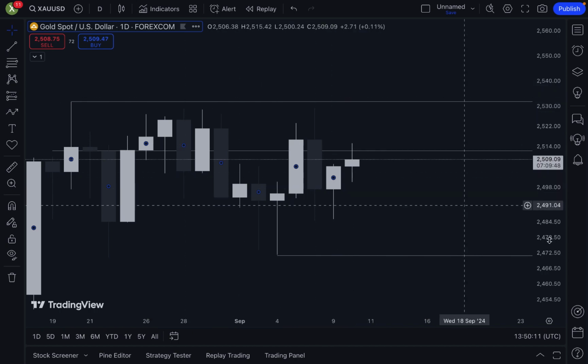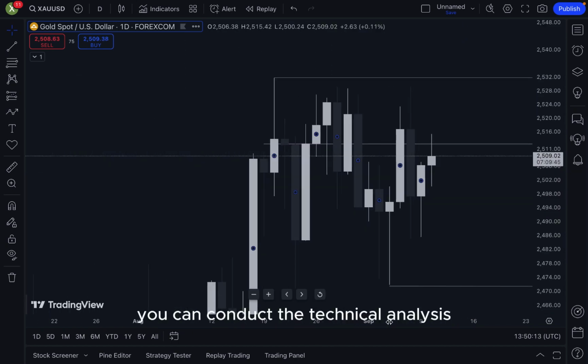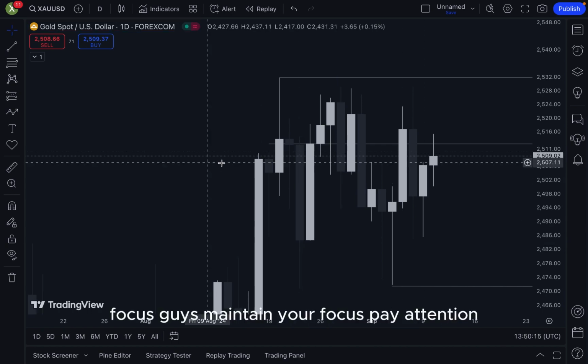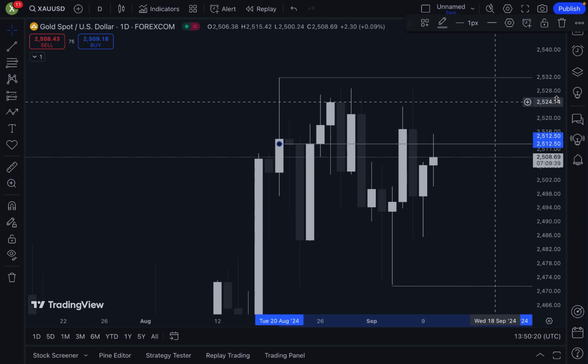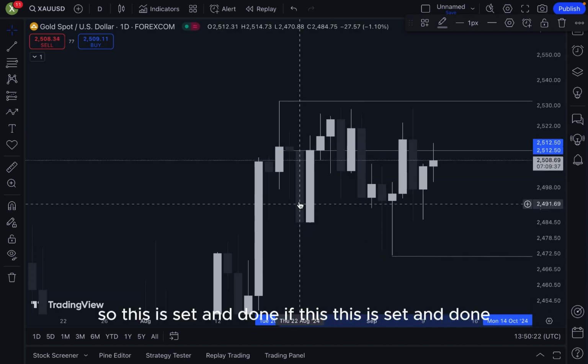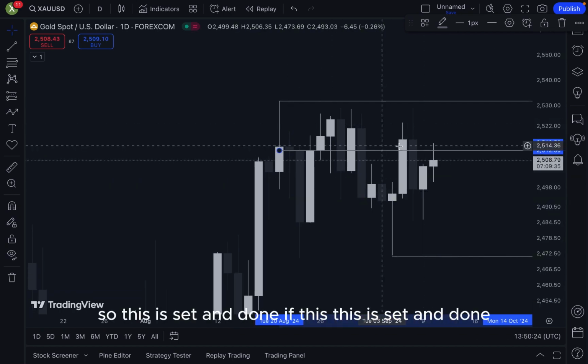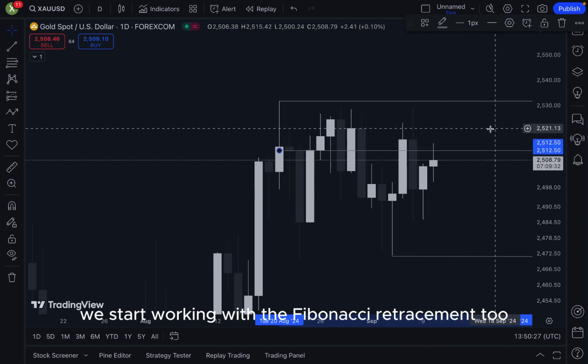All right, this is the easiest way you can conduct the technical analysis. Focus, guys, maintain your focus, pay attention. Okay, so this is set and done. If this is set and done, now we start working with the Fibonacci retracement tool.